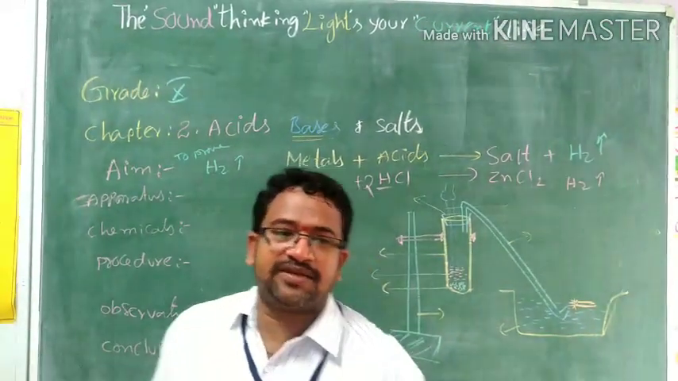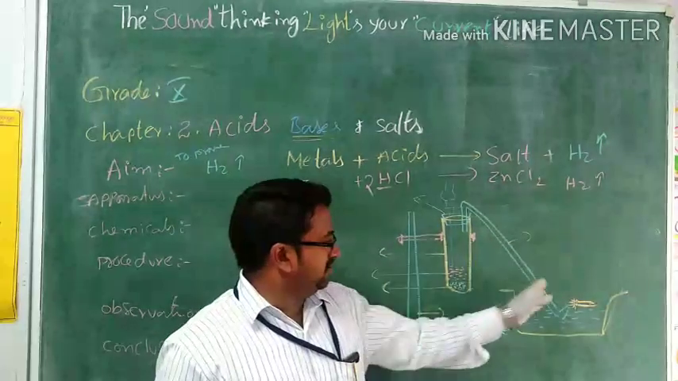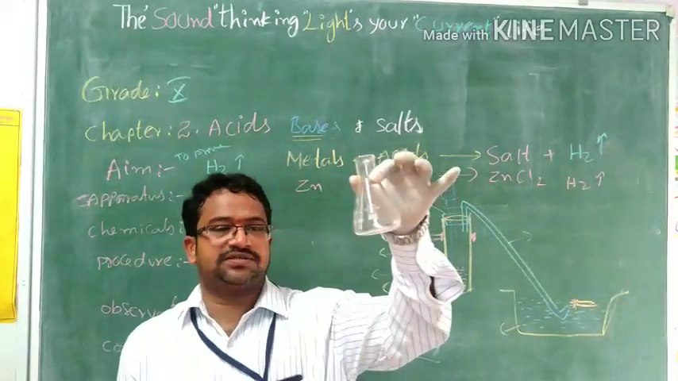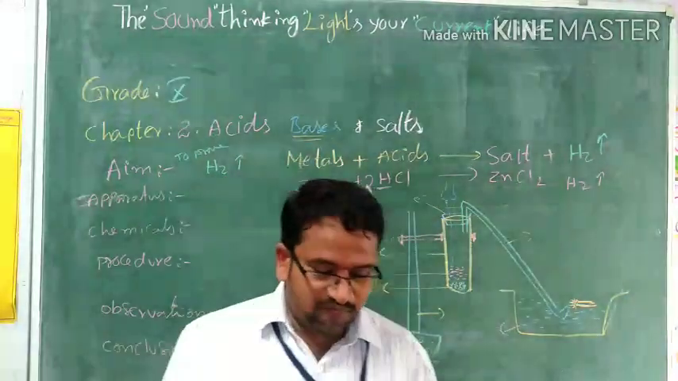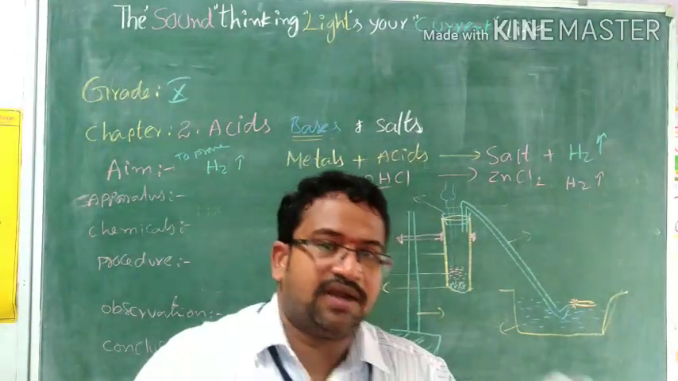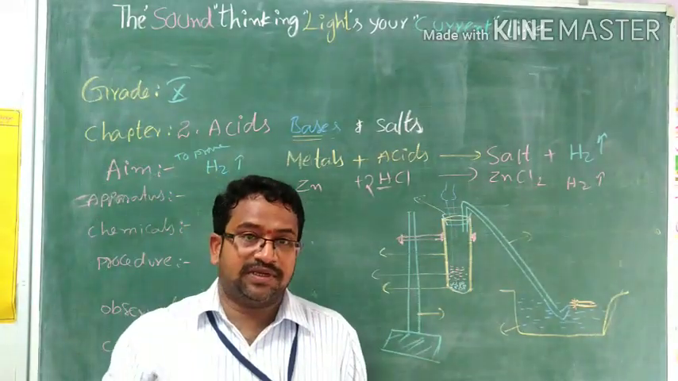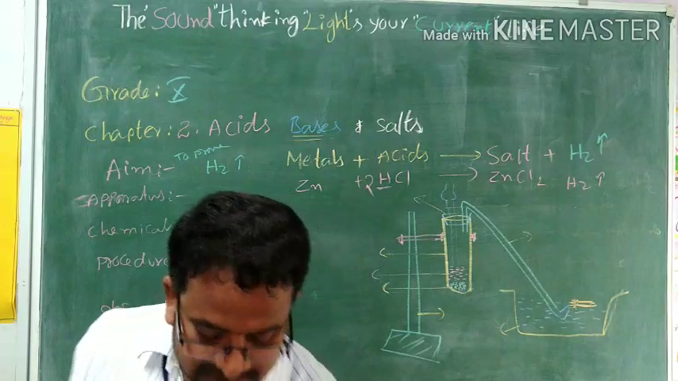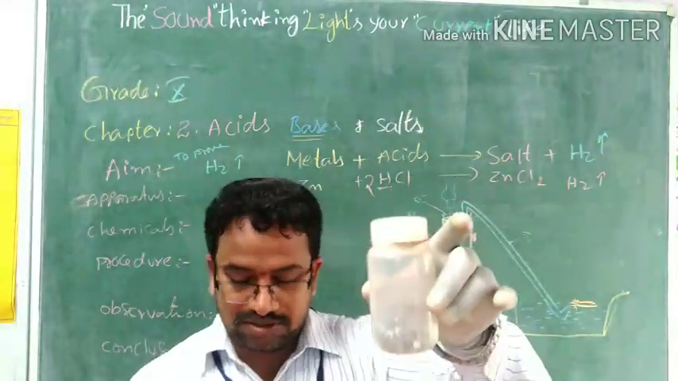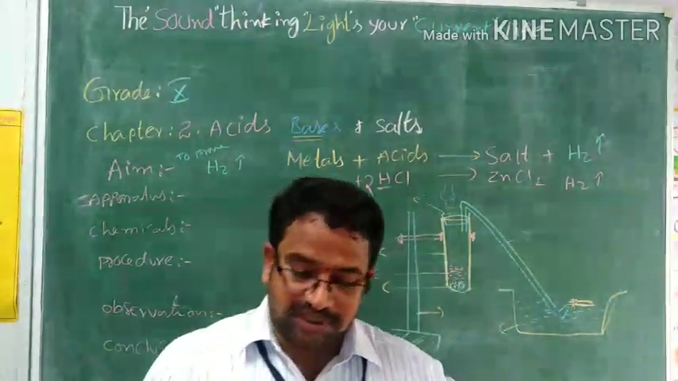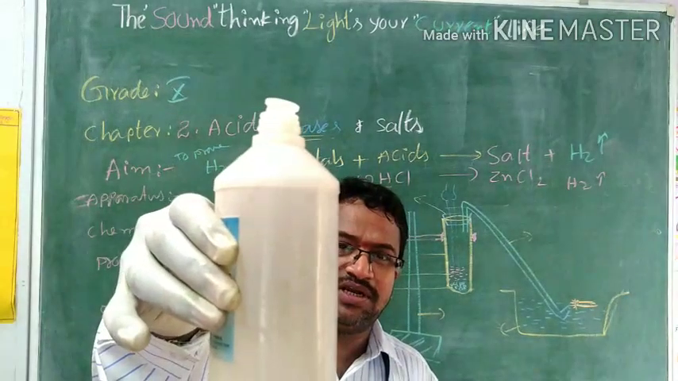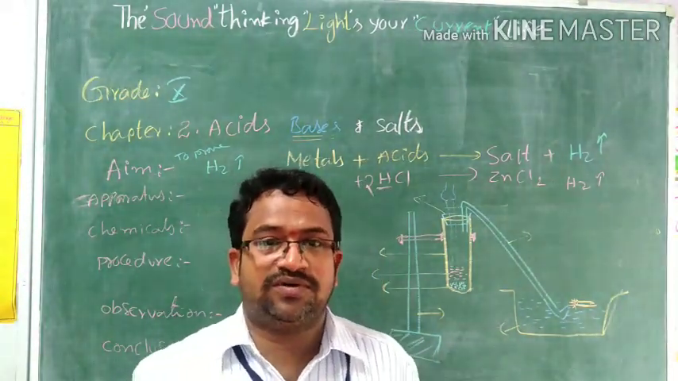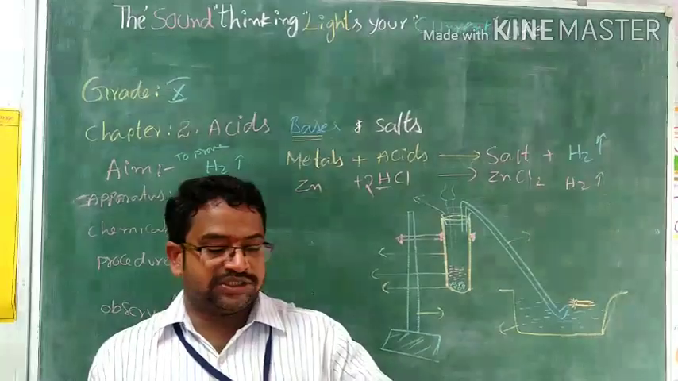Okay. The same activity we are doing without this equipment. For that, first one conical flask and a matchbox. These are the apparatus we need. And chemicals, zinc is a metal, and diluted acid. One small suggestion, don't do it at home. Okay children?